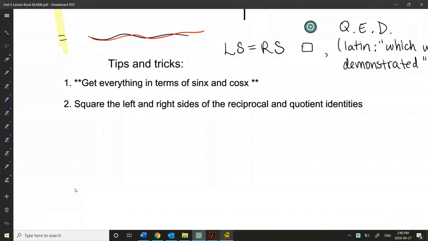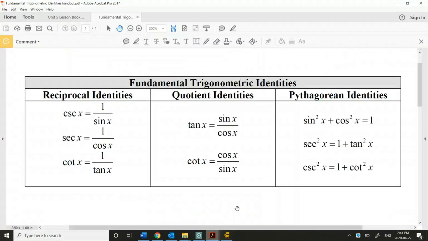The second tip is that you want to be aware that you can actually square the left and right sides of your reciprocal and quotient identities. If we look back at what the quotient and reciprocal identities are, they're simply one term equals another term for both reciprocal and quotient. So I can definitely square one side and square the other side, and that expression will still hold true.